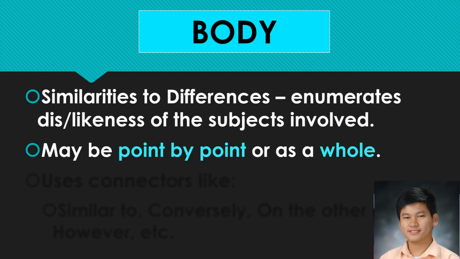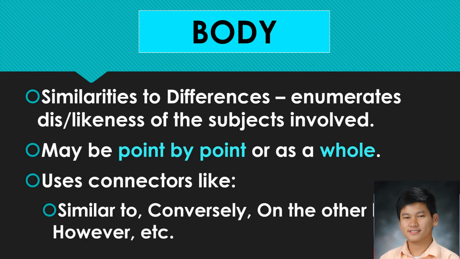Or pwede mo rin naman siyang gawing as a whole. Pag sinabing as a whole, sabihin isang buong paragraph lang, nandun na yung similarities and differences. So it's up to your style. Okay? So ito yung mga connectors na pwede mong gamitin or mga words na pwede mong gamitin para sa similarities and differences. Halimbawa, similar to, conversely, on the other hand, and however. Tapos marami pa yan. Okay?